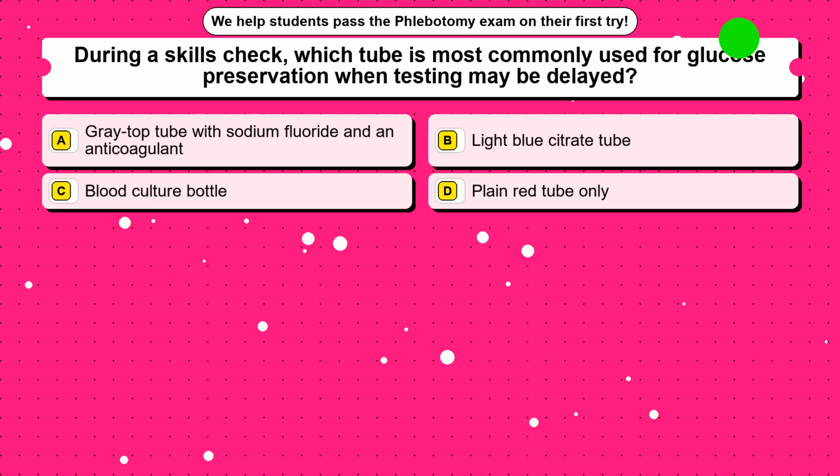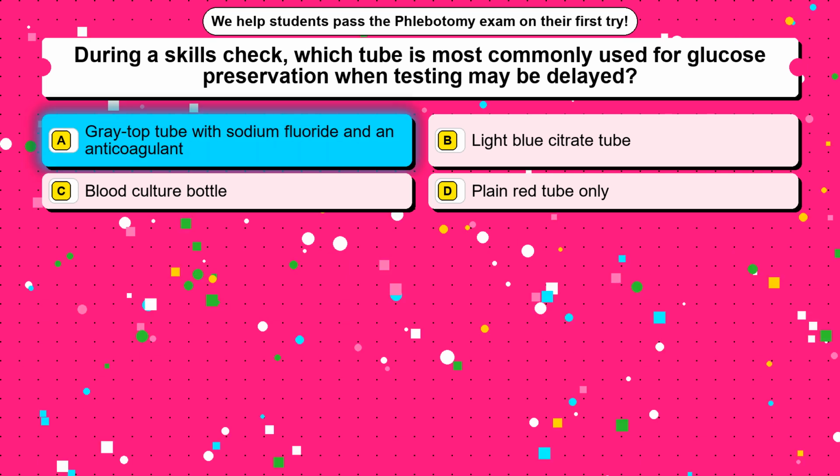Question 5. During a skills check, which tube is most commonly used for glucose preservation when testing may be delayed? Option A, gray top tube with sodium fluoride and an anticoagulant. Option B, light blue citrate tube. Option C, blood culture bottle. Option D, plain red tube only. The correct answer is option A, gray top tube with sodium fluoride and an anticoagulant.